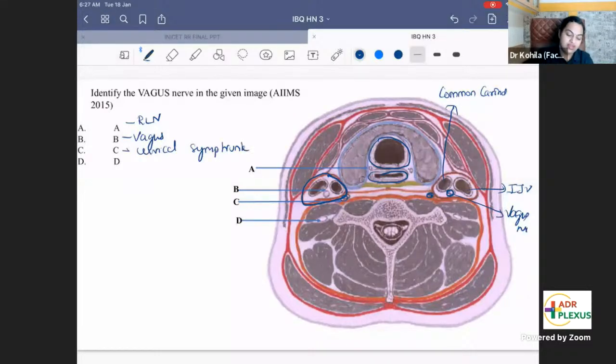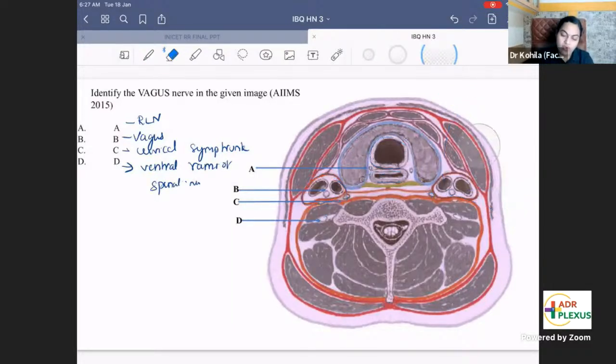And D, what is D here? No, it is not phrenic nerve. What could this be? It's just the ventral rami of your spinal nerve. There is a phrenic nerve in this picture, but it's not labeled. I'll show you.